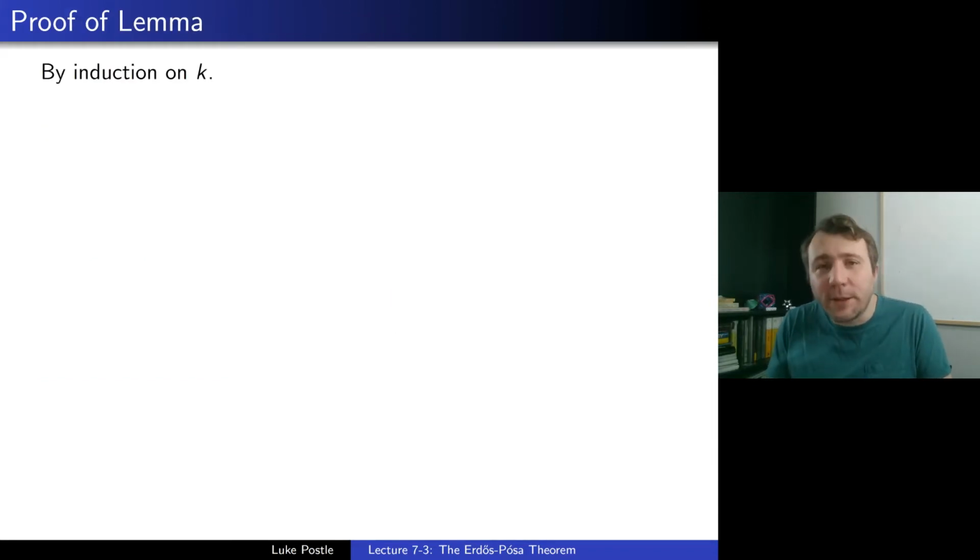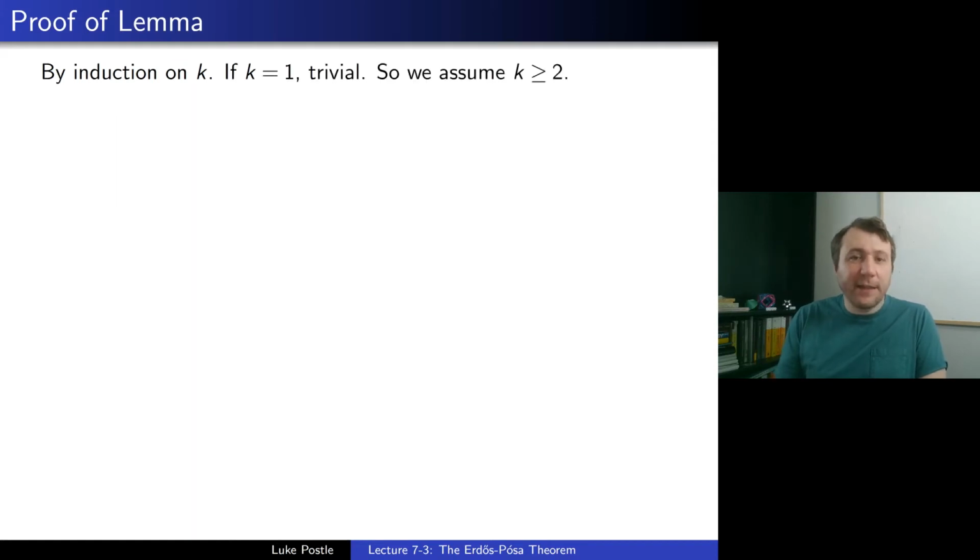So, proof of the lemma. We'll go by induction on k. If k is 1, this is trivial, because we have at least one vertex since s_1 is 1, and since you have min degree 3, of course you get some cycle in the multigraph. So the hard part is showing the disjoint ones.